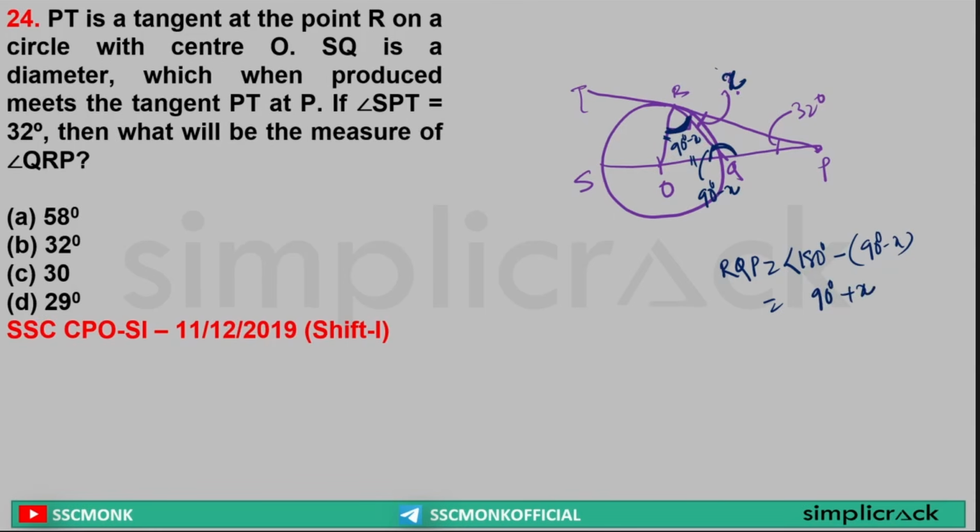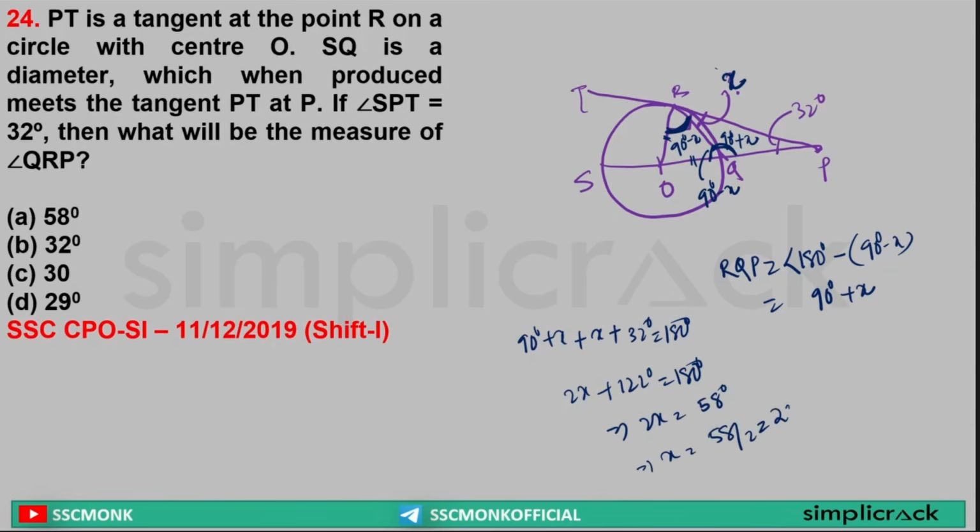See, in the triangle QRP, this is 90 degree plus X, this is X, this is 32 degree. So 90 degree plus X plus 32 degree is equal to 180 degree. Sir, 2X plus 122 degree is equal to 180 degree. Or I can write 2X is equal to 180 minus 122, which is 58 degree. So the value of X is 58 by 2, that is 29 degree. Answer option C. Clear? Sorted?